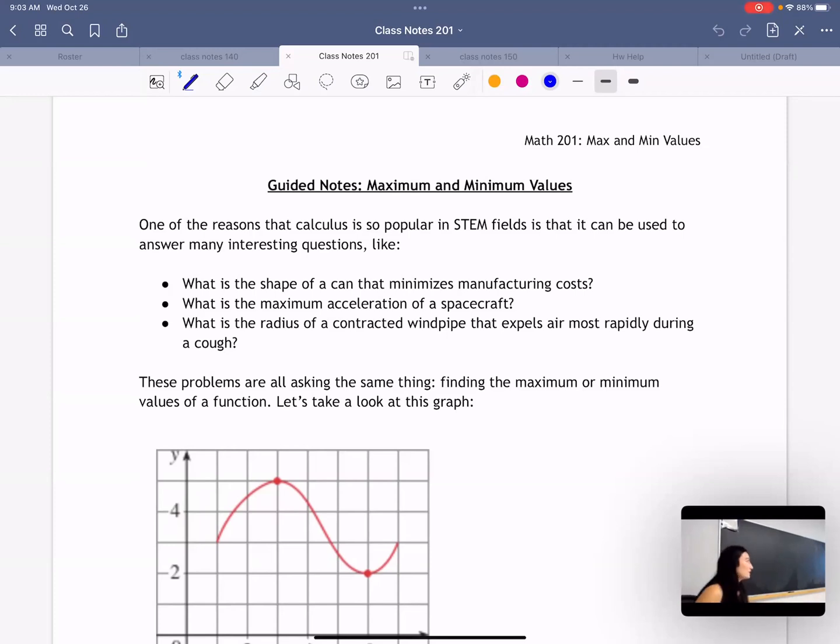Okay, now, of course, this is a calc class. We have to put names to things. So I'm going to try to introduce some definitions for you, and exactly how to say these definitions, the correct notation for it, and all that stuff.